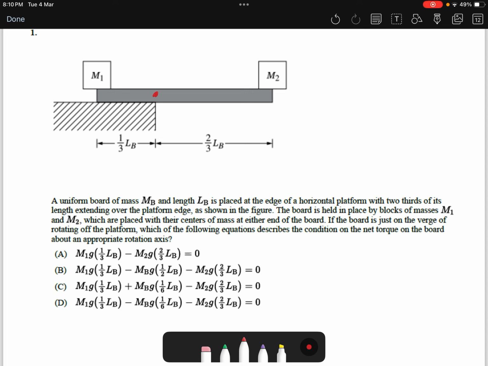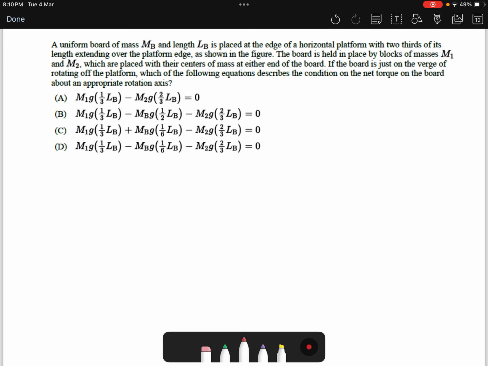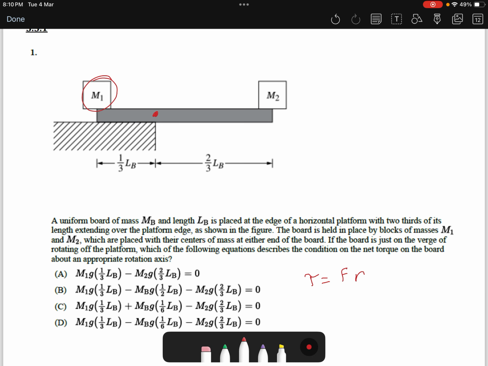Now, what is the torque? Actually, torque equals F times R. What is the force here? Here we need to find 3 torques: torque for M1, torque for M2, and torque for the board or the rod.